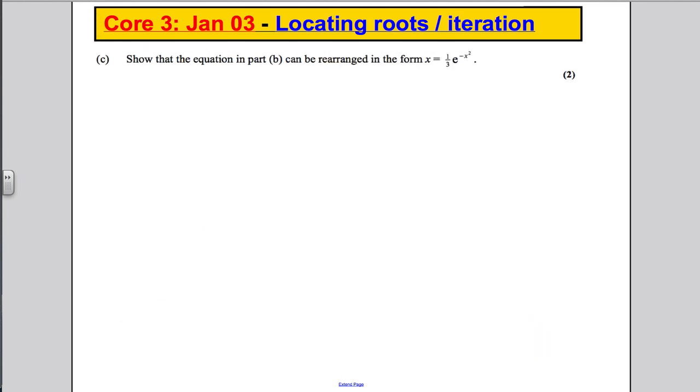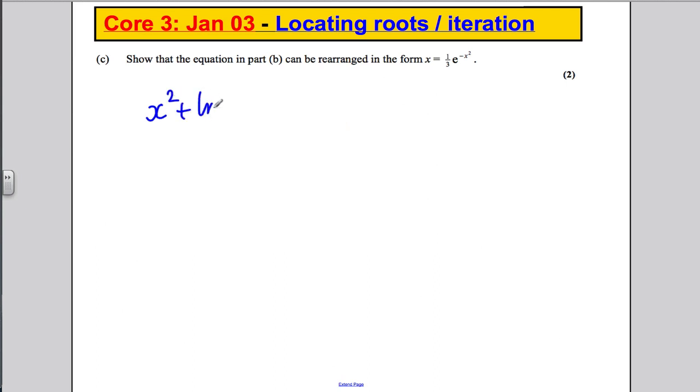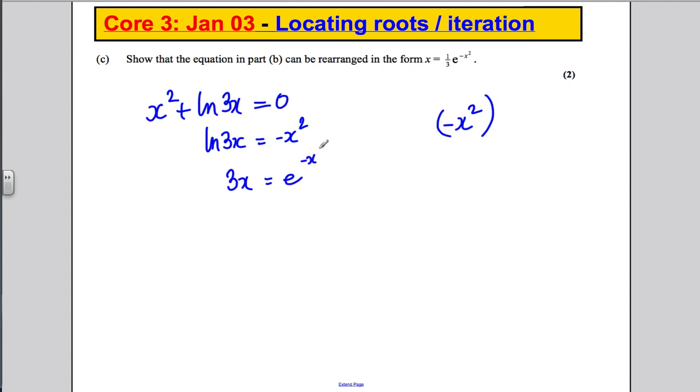Okay, next part, show that the equation in part B can be arranged to the following. The equation in part B is x squared plus ln of 3x equals 0. We want it rearranged in this form here. So what we're going to do is subtract x squared from both sides. We know we want to keep that x squared, so ln 3x is equal to negative x squared. Take exponentials of both sides, therefore 3x must be equal to e to the negative x squared, and divide both sides by 3. x is therefore a third e to the negative x squared, and we're done. The 2 easy marks.